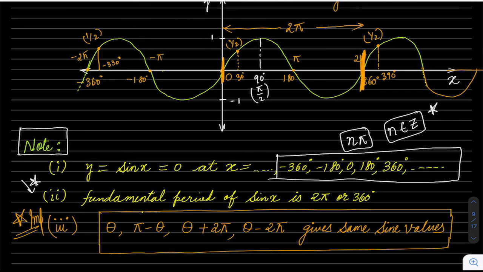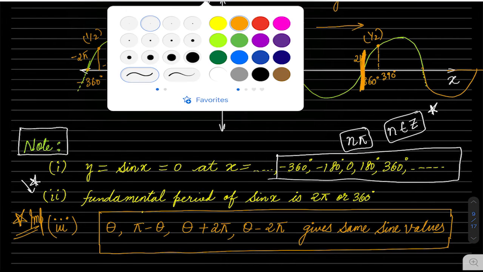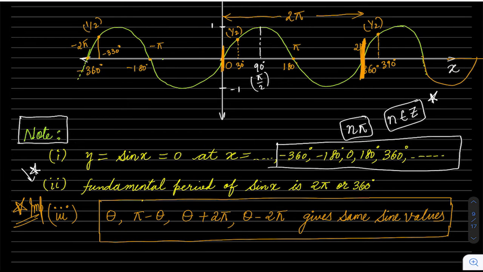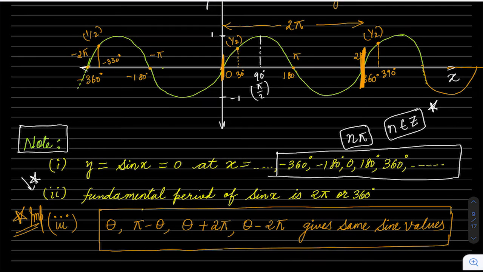Okay. Now the most important thing that we have to remember in this graph is the third point. It says theta, pi minus theta, theta plus 2 pi, theta minus 2 pi give the same sine values. What this means, and we have actually seen this: you take any angle, you add 2 pi or subtract 2 pi, it will give you the same value because 2 pi is the period. And anyway, we know that once you take a 360 degree turn, you reach the same point, right? So these two values are clear. Now this is the most important value.